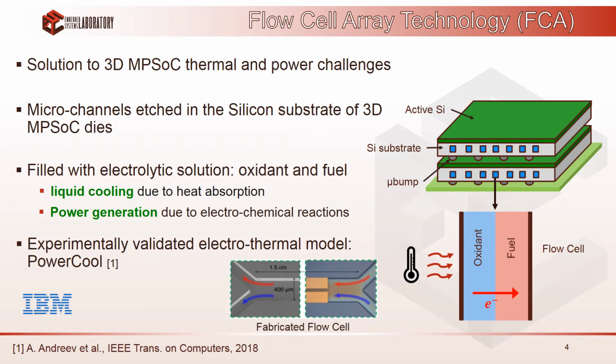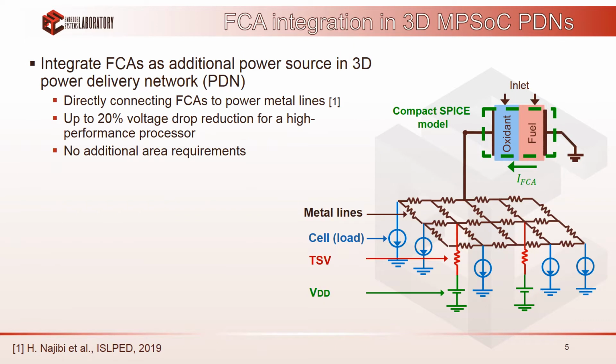This technology has been prototyped, and an electrochemical model of the FCAs was developed and validated against real measurements, which allows us to thermally and electrically simulate 3D MPSoCs with FCAs. The FCAs are integrated as part of the power network of 3D MPSoCs as an additional power source. In a previous work, we proposed to directly connect them to the metal lines of the power grid, which allows reducing voltage drop by up to 20% for a high-performance processor. And also, it does not necessitate any additional area because FCAs do not occupy any active area.